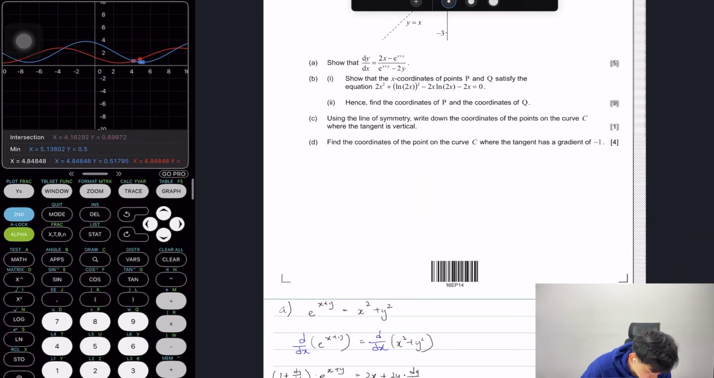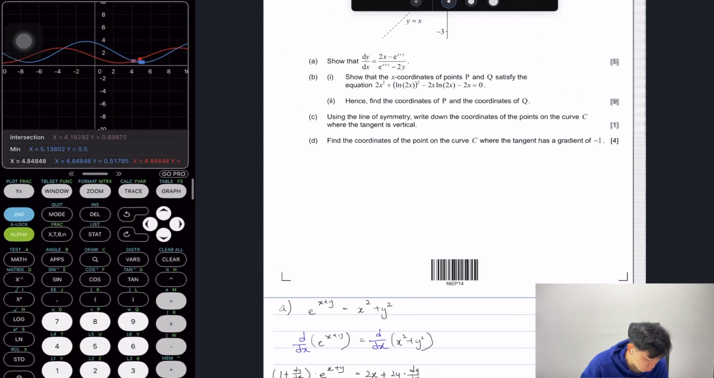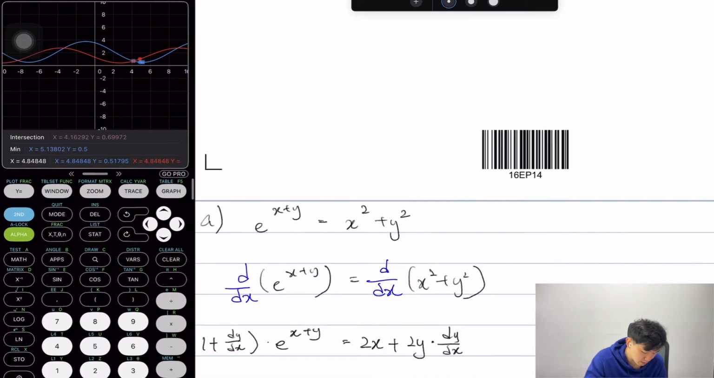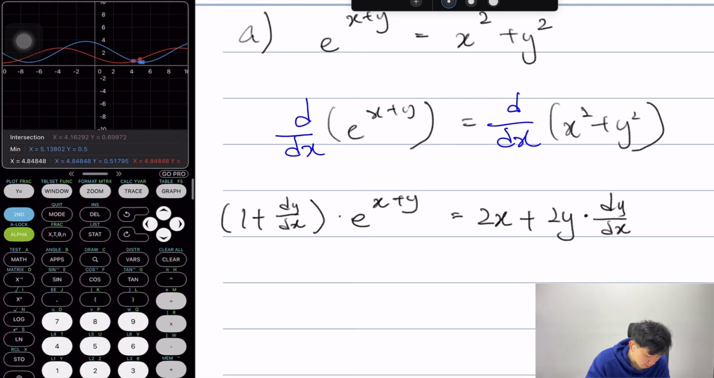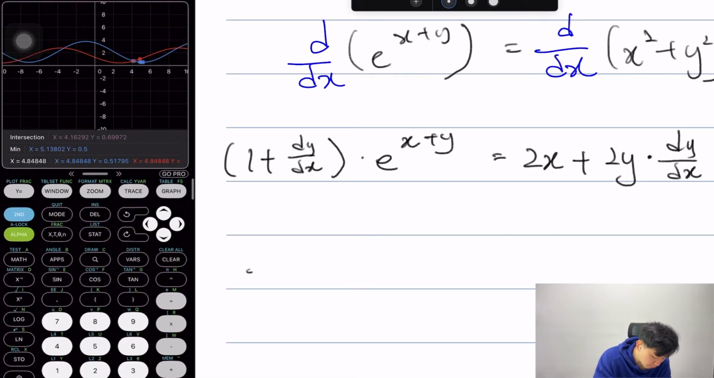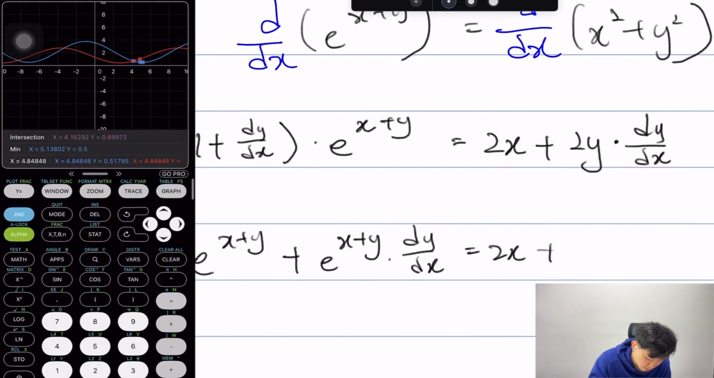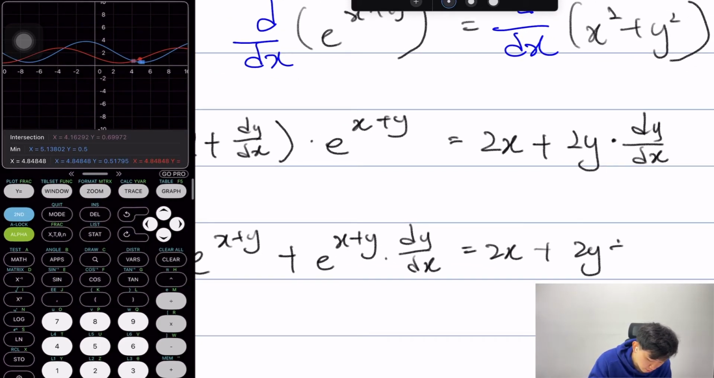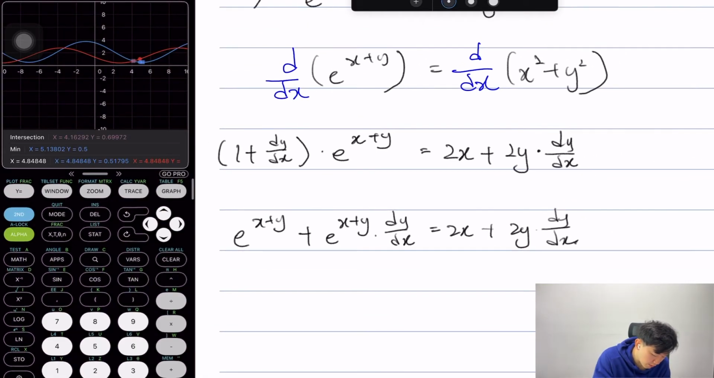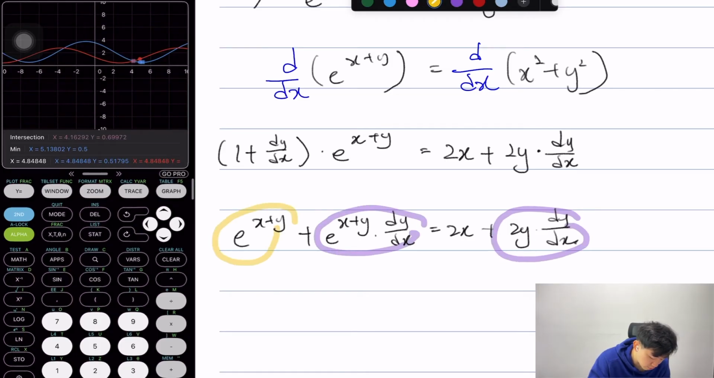Then what do we have to do? We have to basically just make dy dx the subject. So we distribute it, we're going to have e to the power of x plus y plus e to the power of x plus y times dy dx equals to 2x plus 2y times dy dx. We move the things over. Basically, we're trying to group this and this together, and then the rest of them go to the other side.